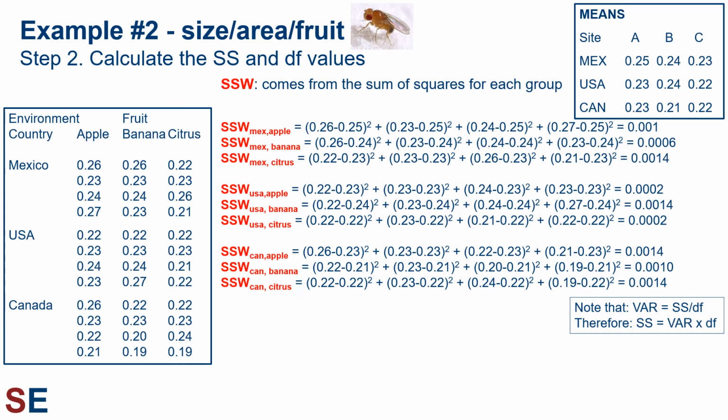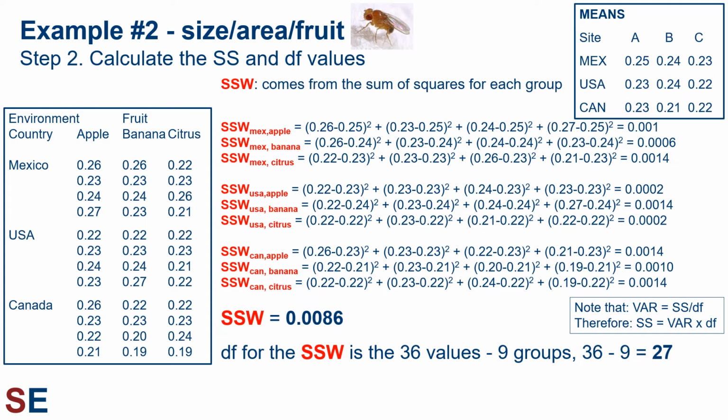Feel free to pause the video if you want to make sure you can see where all the numbers come from. Now we add all these together to get an overall sum of squares within of 0.0086. The degrees of freedom for the SSW is the 36 values minus the 9 groups, which equals 27. Now for the sum of squares among for the fruit factor, the sum of squares among for the environment factor, and the sum of squares for the interaction.